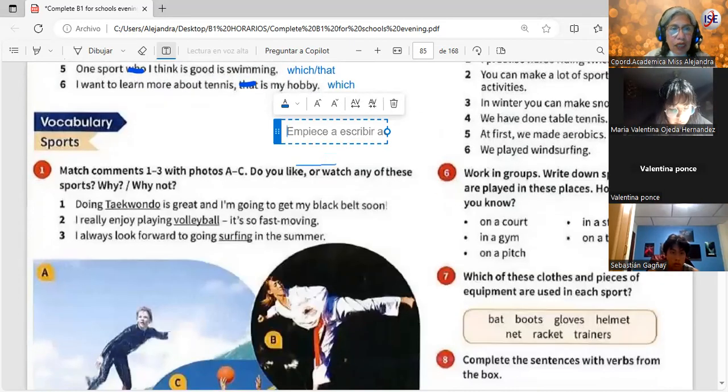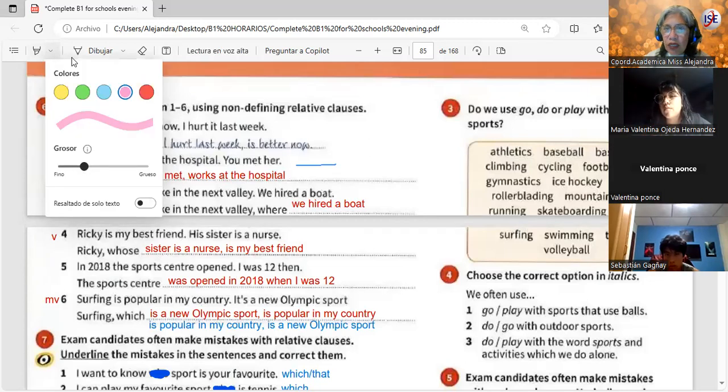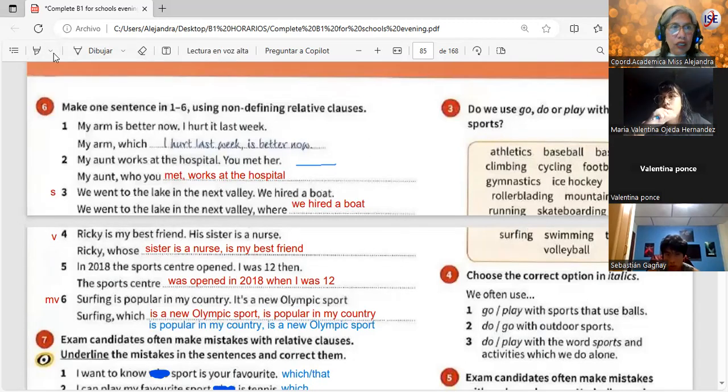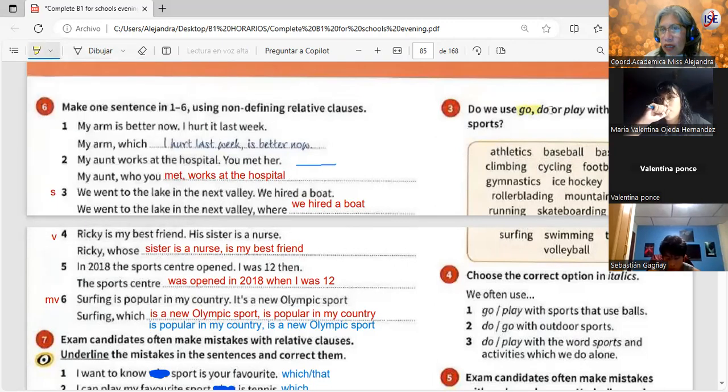So tomorrow we're gonna work with sports and the verbs for sports. To go, do, or play. There is a difference when using one of these words to talk about sports, okay? Sometimes we use go, sometimes we use do, and sometimes we use play. So we're going to differentiate which one to use.